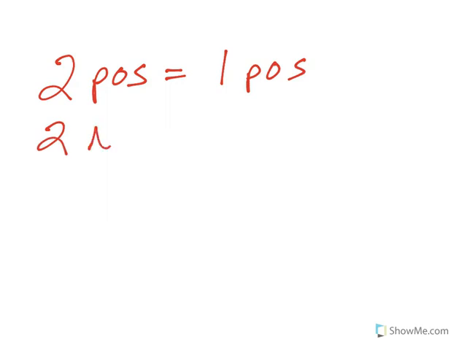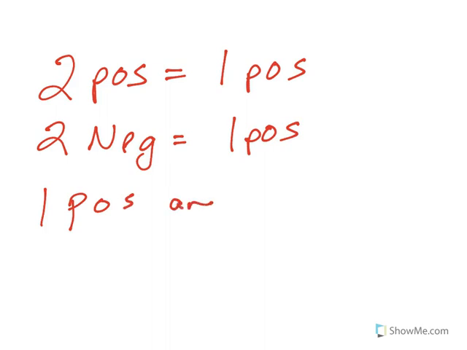So remember, when you're dividing integers, two positives equals a positive answer. Two negatives equal a positive answer, because two negatives is positive. And if you have one positive and one negative, that equals one negative answer.